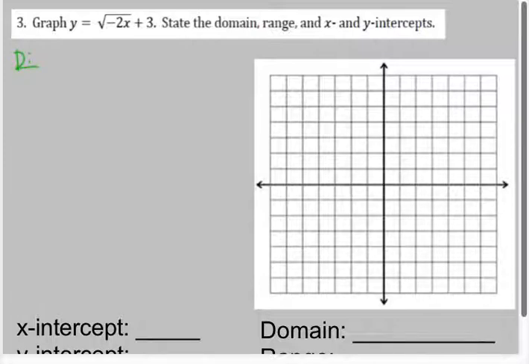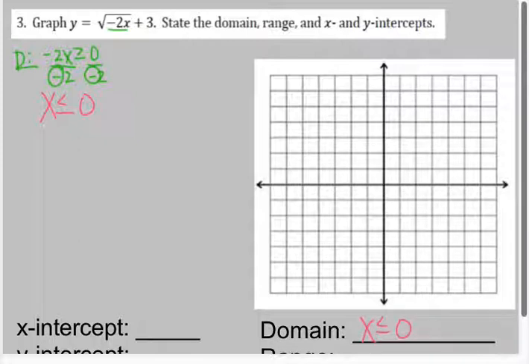So I take whatever's underneath the square root sign, say it's greater than or equal to 0, divide by -2. So x is greater than or equal to 0. But what did I forget to do? I remembered that when I divide by a negative or multiply by a negative, the sign must flip. So really, my domain is x is less than or equal to 0. Okay, so that is my domain.